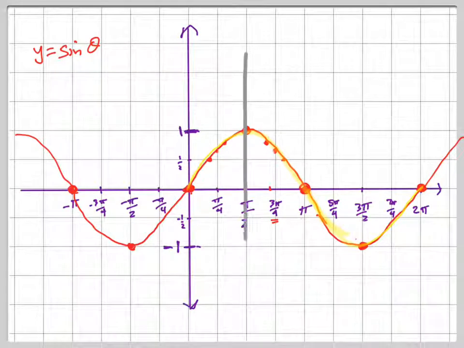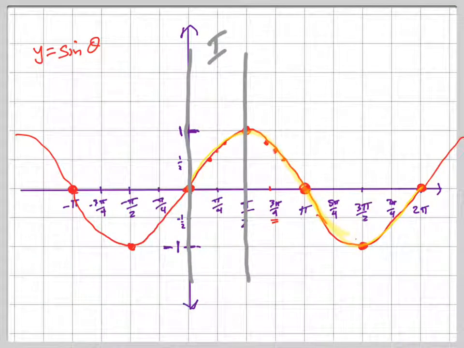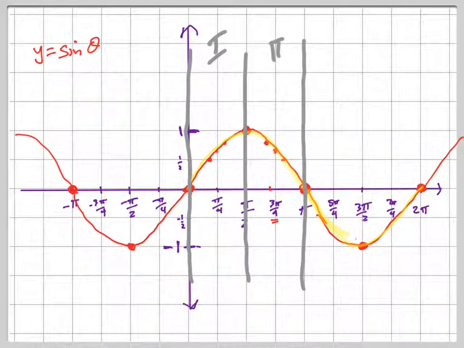Between these two things, that's my first quadrant. All those values, see how it goes from 0 to 1? You're flattening it out, exactly what you're doing. From here to here is your second quadrant.